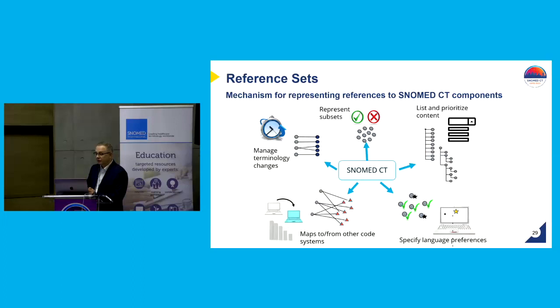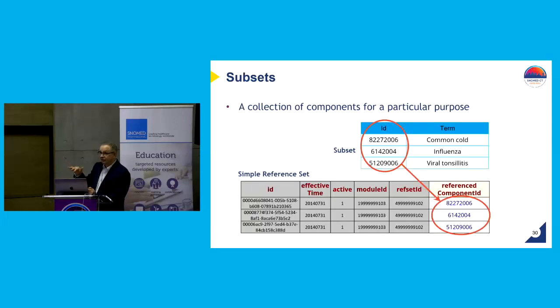So let's just have a look at a few examples. This is a simple reference set. It's just a simple reference set with a common cold, influenza, and viral tonsillitis. So you've picked those three things. Forget about all the numbers, but you can see with the data in the table, there are certain things that are stated, like is it active, what module, all those things. But the reality is when you look at the reference component ID, those are the three things that are in your reference set. So there you have a set of three.